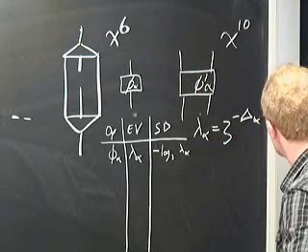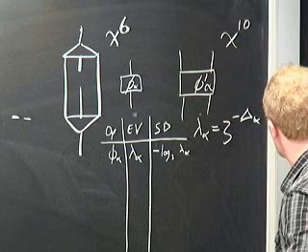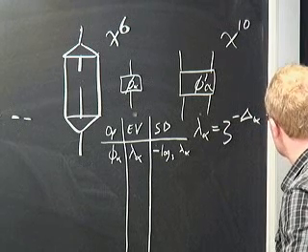Now, what's the easiest way to explain why we get 3 to the minus delta?